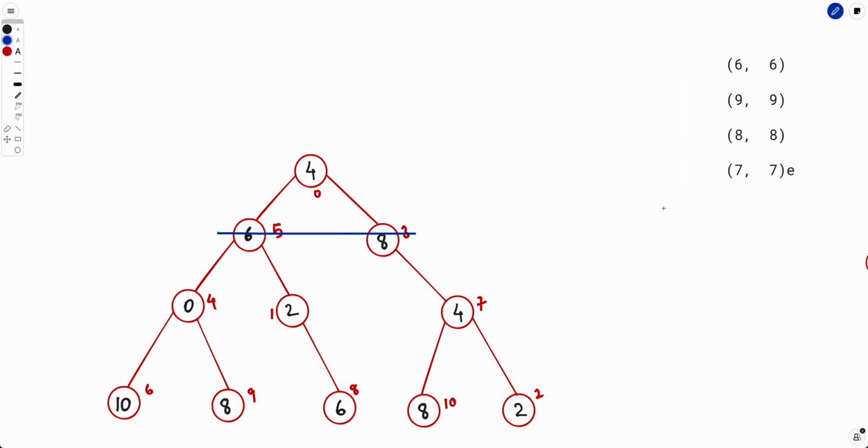So let's see. First, 6 comma 6. Basically we are saying that this is the only node in this path, so we have to take 10. Now second is 9 comma 9. Again, this is the only node, so we have to take 8. Then 8 comma 8. Again, this is the only node, right? And then 7 comma 7. So this is the node, right?